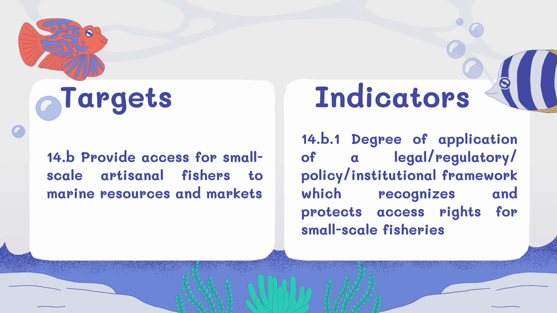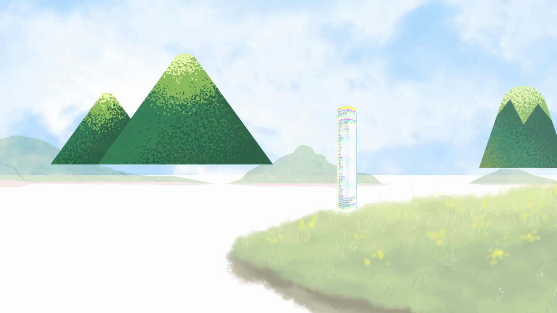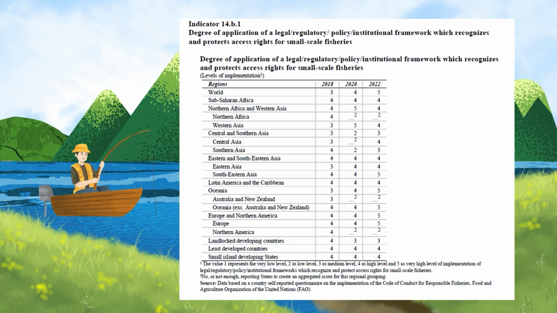The target, providing access for small-scale artisanal fishers to marine resources and markets. The indicator to look into for this target is the degree of application of legal, regulatory, policy, and institutional framework which recognizes and protects access rights to small-scale fisheries. This is very much important. This is directly related to improving the livelihood of the region. So here also you will see, at a high level, for 2018 to 2022, it is 3, 4, and 5.